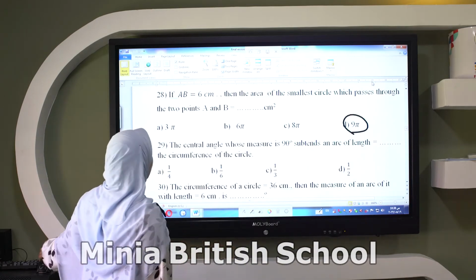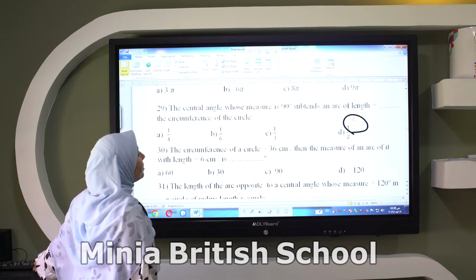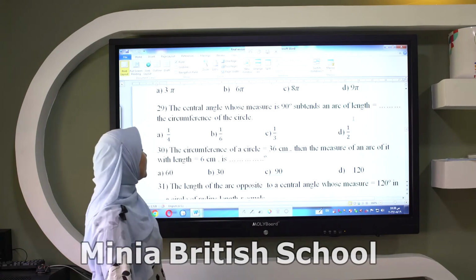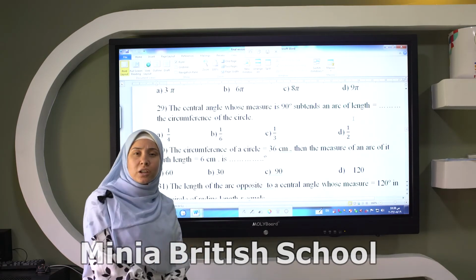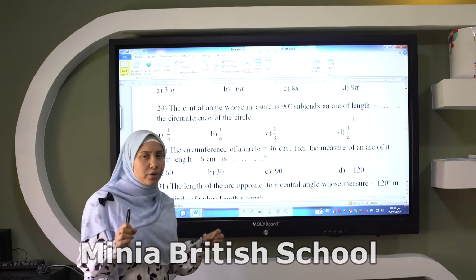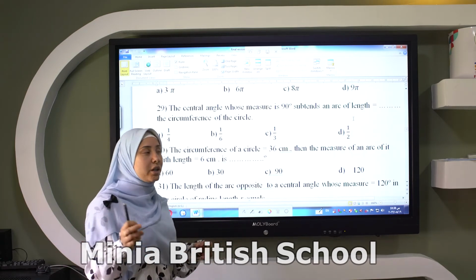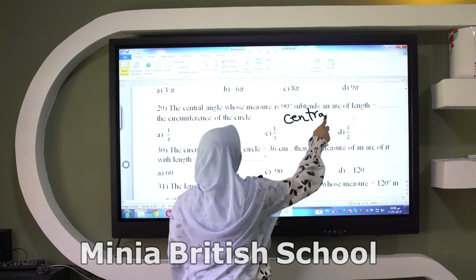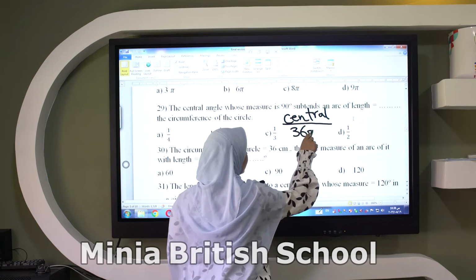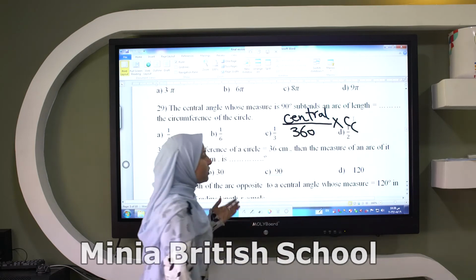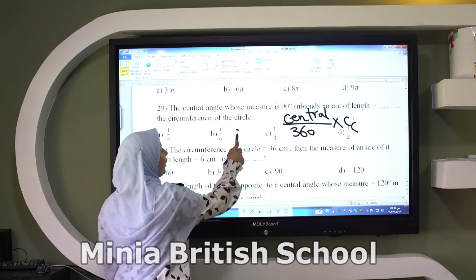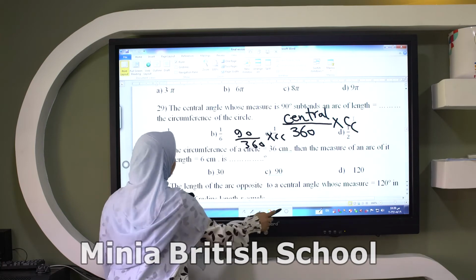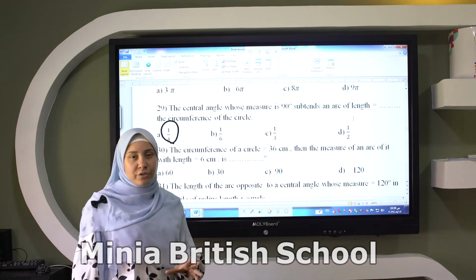Okay. Number 29, the central angle whose measure is 90 degrees subtends an arc of length dot the circumference of the circle. Now the rule to calculate the length of the arc equals central angle divided by 360 times the circumference. The central angle here equals 90. So 90 divided by 360 times the circumference equals a quarter of the circumference.